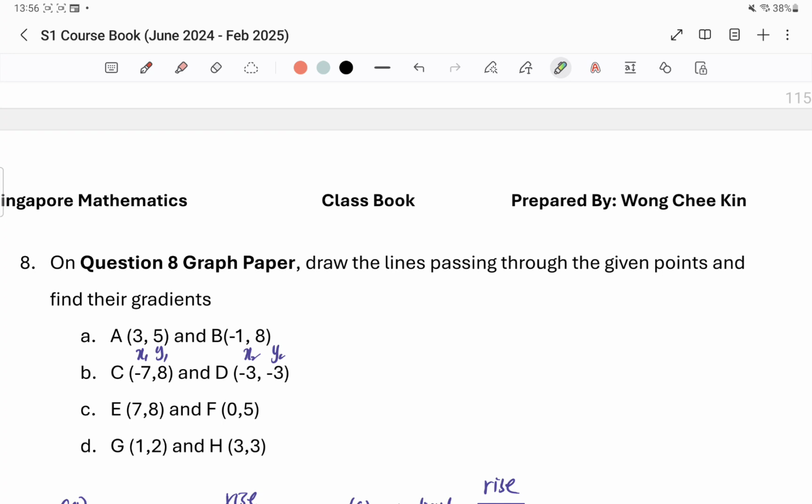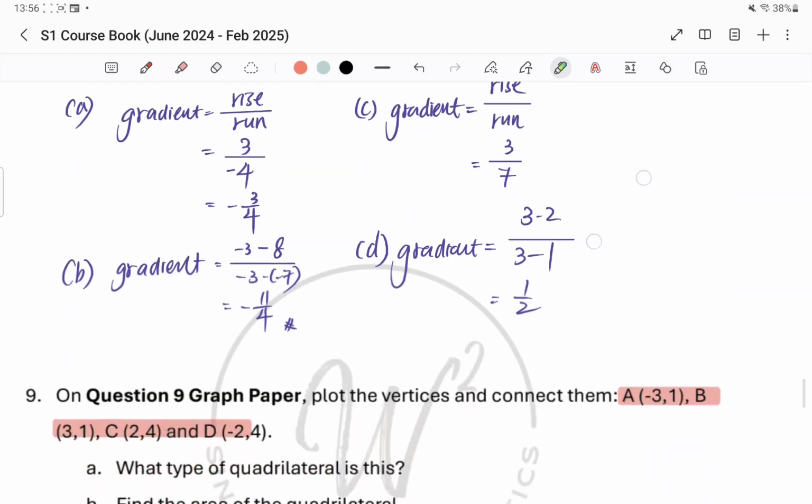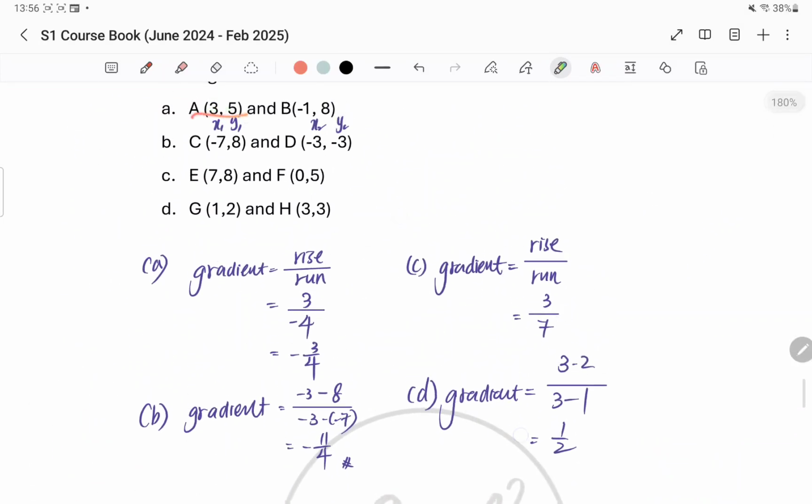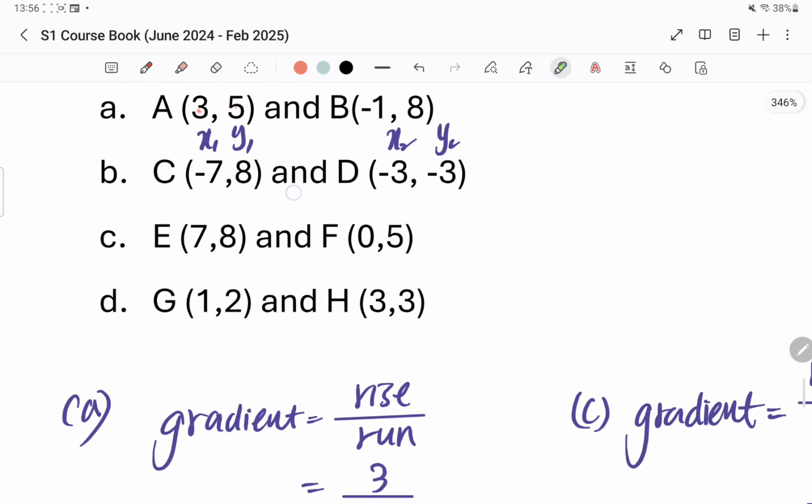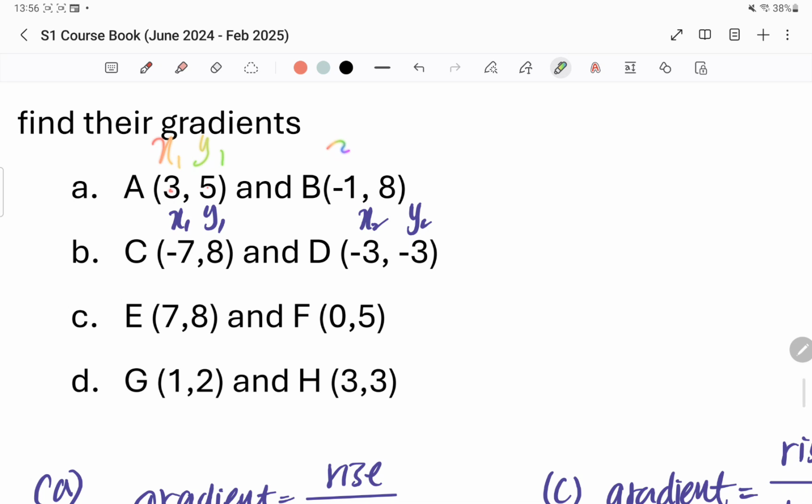For now I will go straight into the answers. Here, A is 3, 5 and B is negative 1, 8. If you give 3, 5 as x1, y1, then this one will be x2, y2. You cannot give me x1, y2 like this. No. If the first one you put is 1, then you put x1, y1. Don't mix up x1, y2. You can also give the back one x1, y1, but if the pair you give is 1, then you give everybody 1. You don't do 1 is 1 and the other is 2.